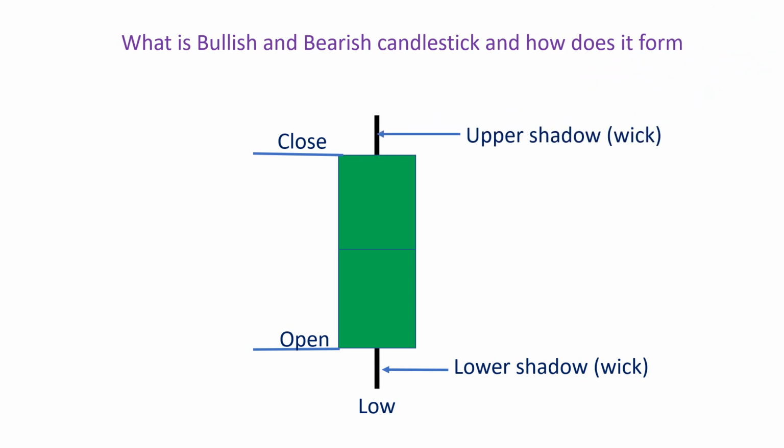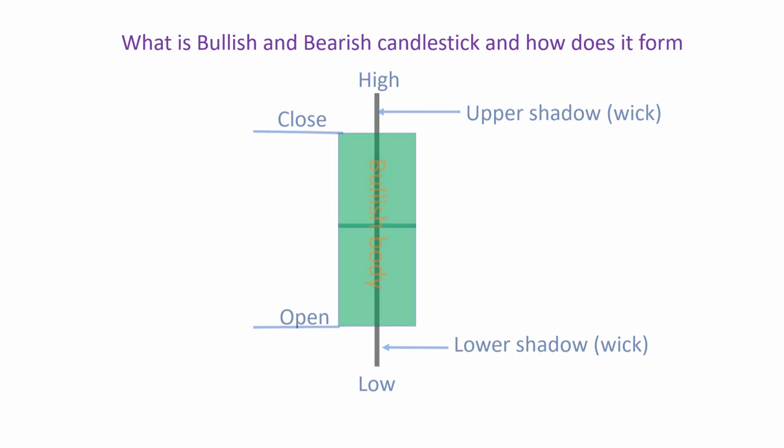And what happened, it left an upper shadow. That is the price rejection by the sellers. And this is the highest price of the candle for the duration of the candle, or for this session. So this candle represents a bullish candle, or a bullish body.